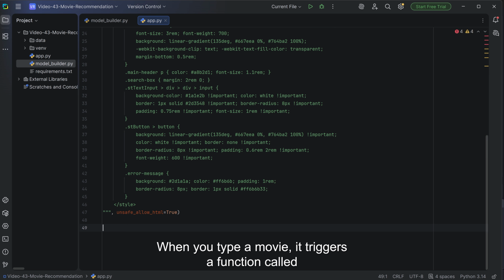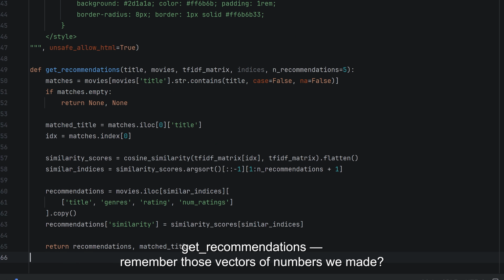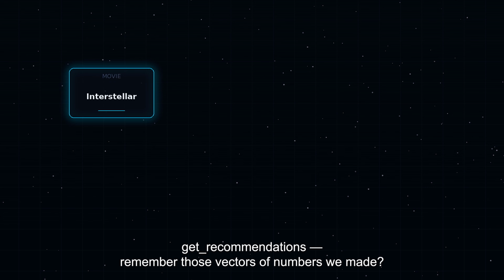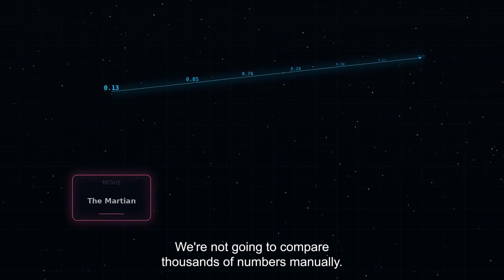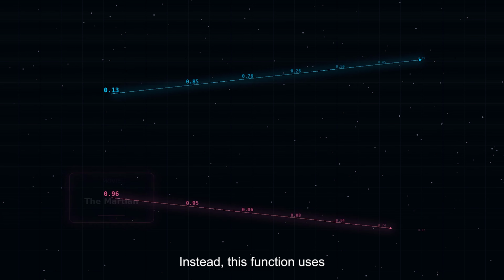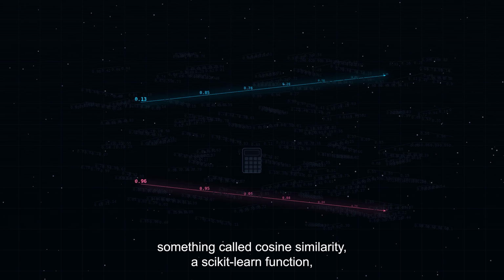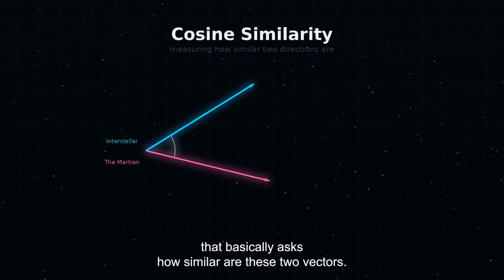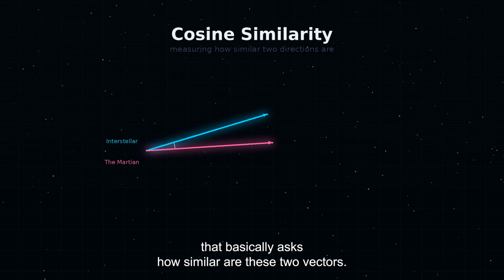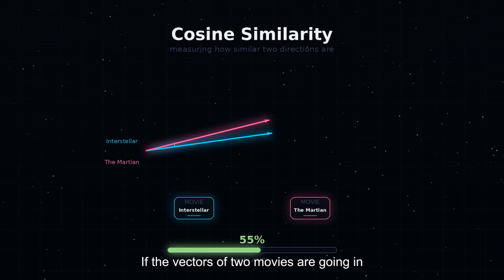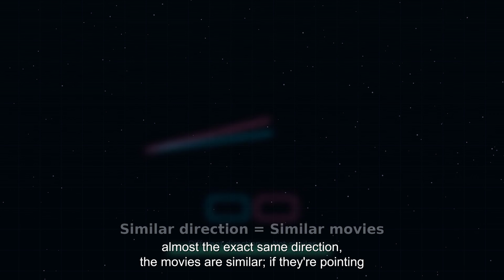When you type a movie, it triggers a function called get recommendation. Remember those vectors of numbers we made? We aren't going to compare thousands of numbers manually. Instead, this function uses something called cosine similarity. Another scary term, but that basically asks how similar are these two vectors. If the vectors for two movies point in almost the exact same direction, the movies are similar.